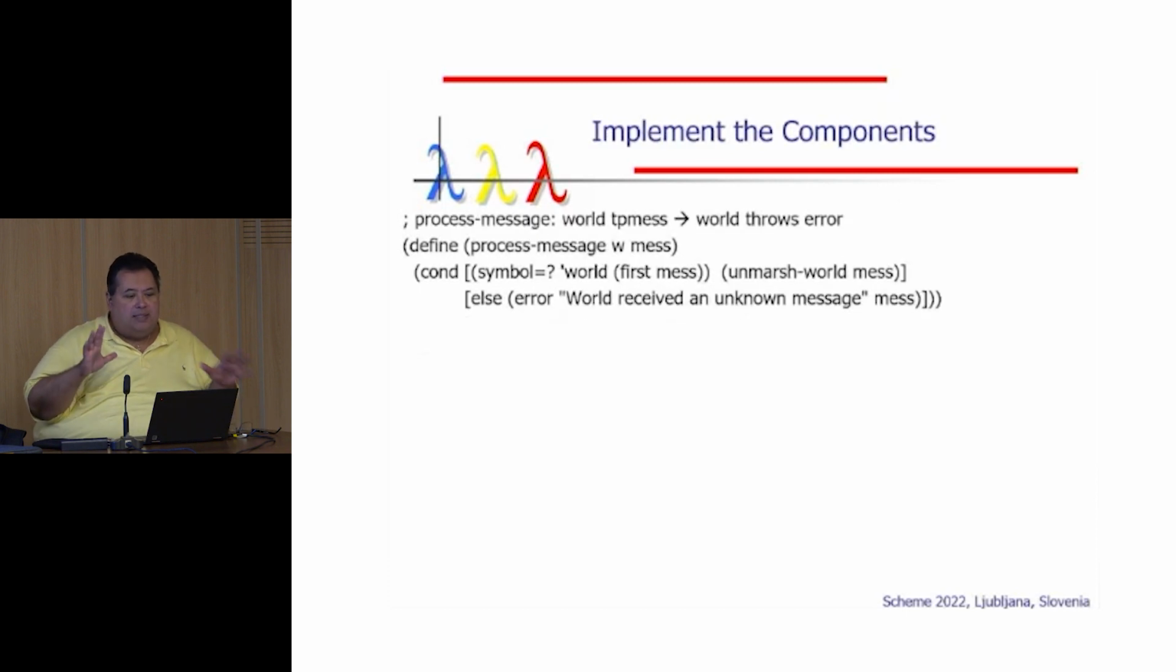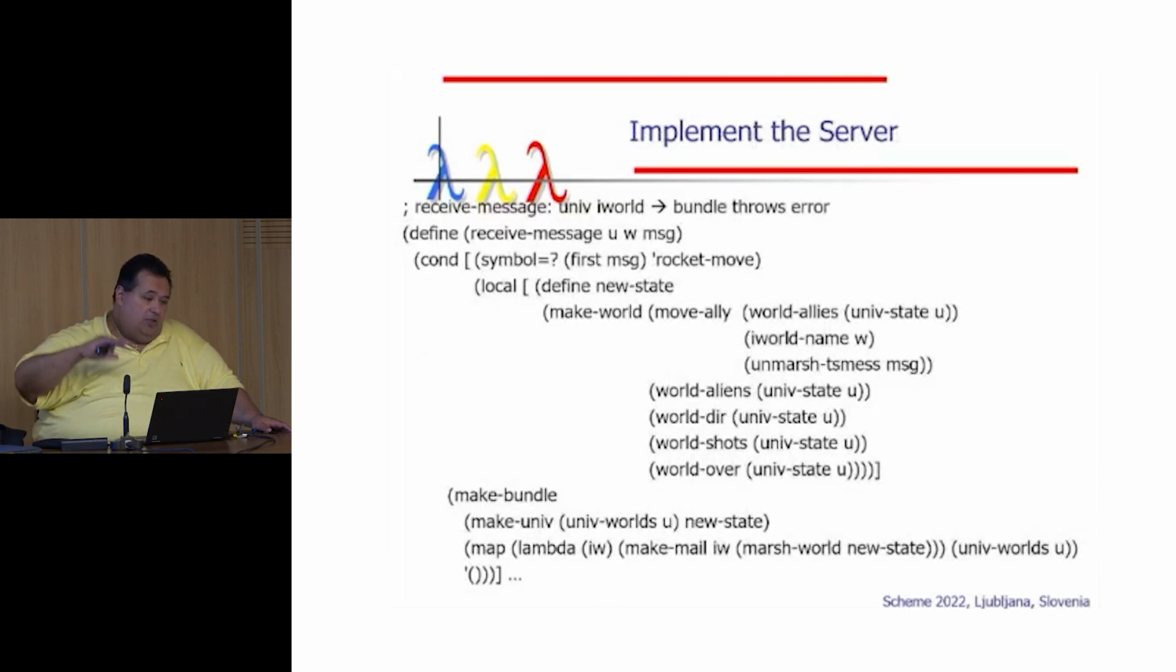Right, so to process a two-player message is fairly simple because there's only one, a world. The only thing you have to do is unmarshal it, and that becomes a new world. And at the server side, there's what, 2 types. I'm just going to do one here. So if it's a rocket move message, what are you going to do? You're going to define a new state for the game where you move the right ally and leave all the other components unchanged. And then, of course, right, you don't change the universe, but you use that new state that you just computed. And then you have to send that new world out to all the players.